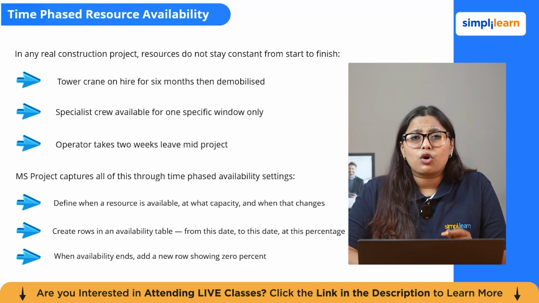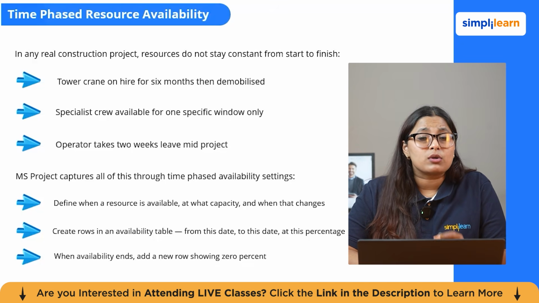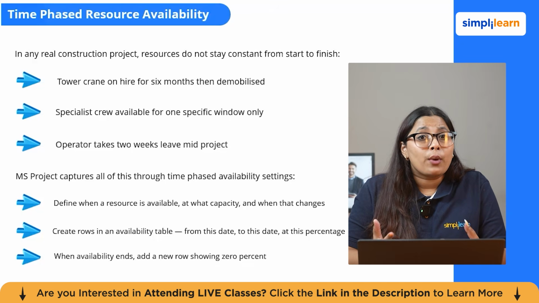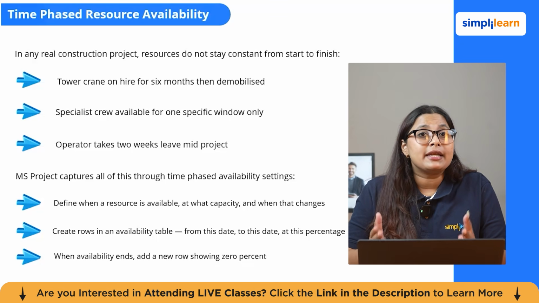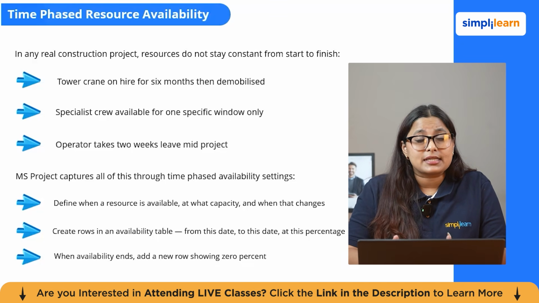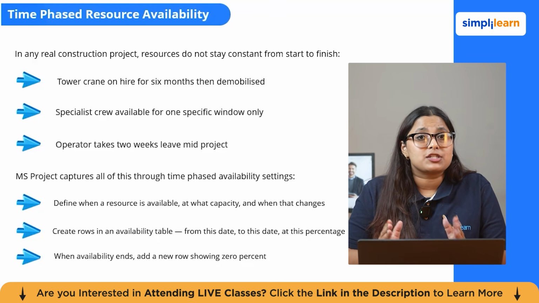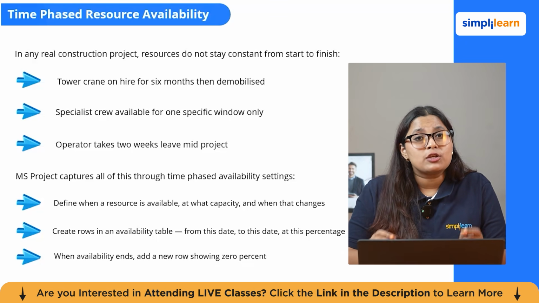MS Project can capture all of this in the time-phased resource availability settings. In the Resource Information dialog, you can define when your resource is available, at what capacity, and when that changes. You create rows in your availability table: available from this date to this date and at this percentage of max units. When the availability ends, you need to add a new row showing 0%.